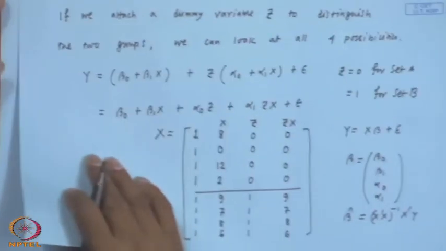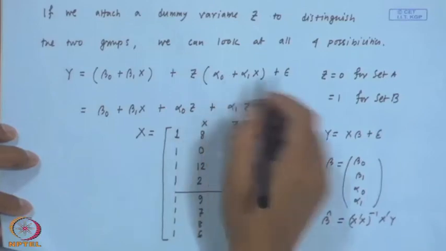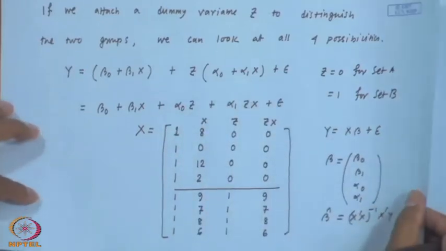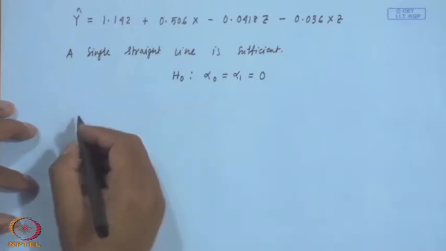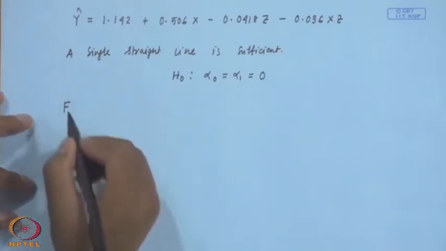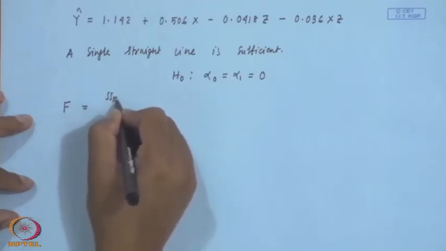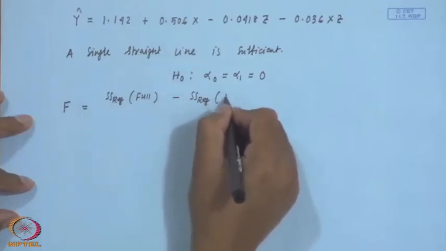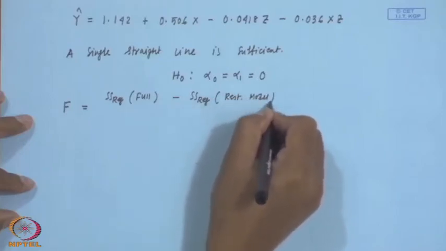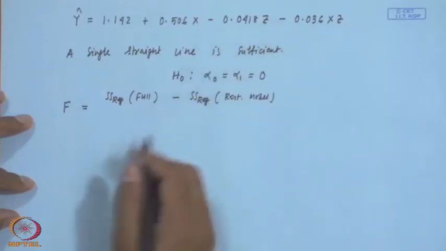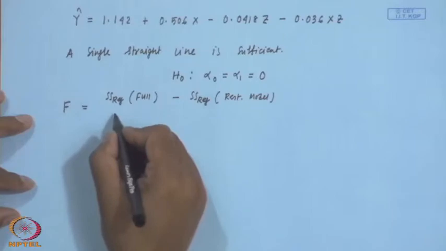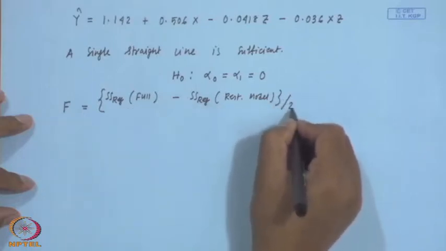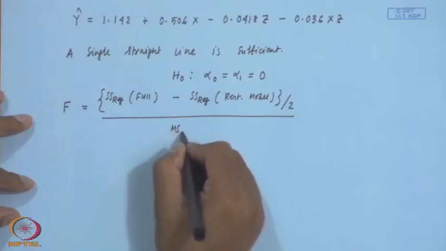Because we have considered the general model to be this one. Now, to test whether a single straight line is enough, we have to test that alpha naught is equal to alpha 1 equal to 0. And you know how to test this, right? Using the extra sum of squares technique. So, the F statistic is SS regression for the full model minus SS regression for the restricted model. The restricted model does not involve these two terms. And this divided by the degrees of freedom 2, divided by MS residual.